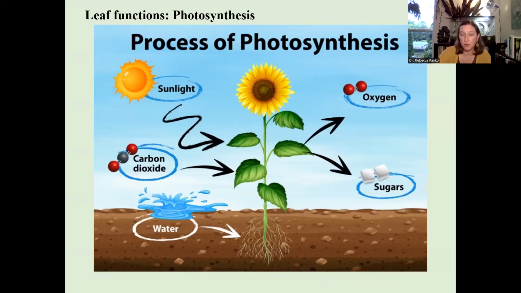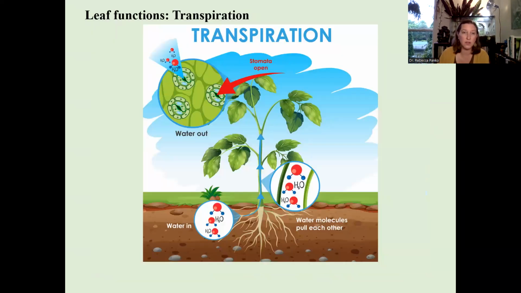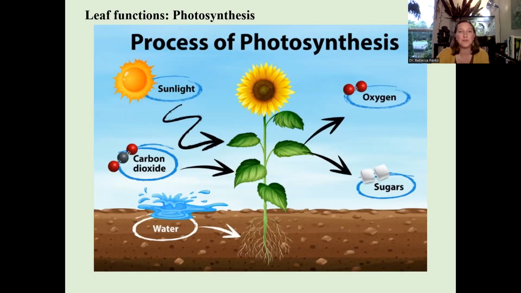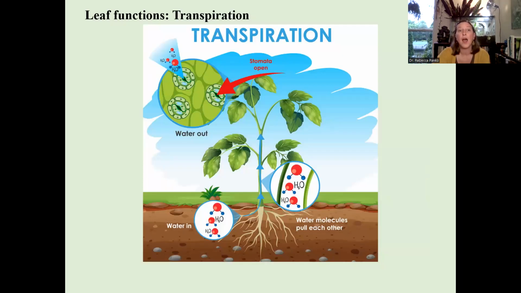This was a more simple drawing. Here is a little bit more advanced, kind of explain to you. Oh, sorry, no, this is photosynthesis. Sorry, I'm getting ahead of myself. Photosynthesis is one process that leaves do, taking sunlight, carbon dioxide, and water, and turning it into sugars and oxygen. Another function that leaves do is something called transpiration.